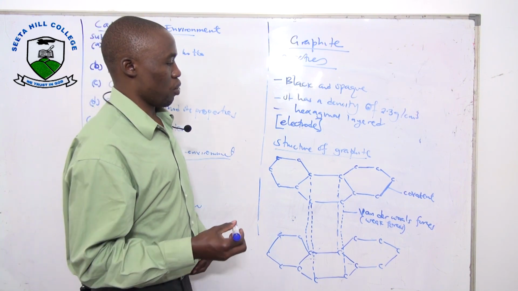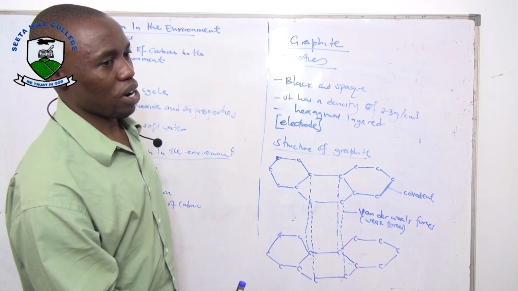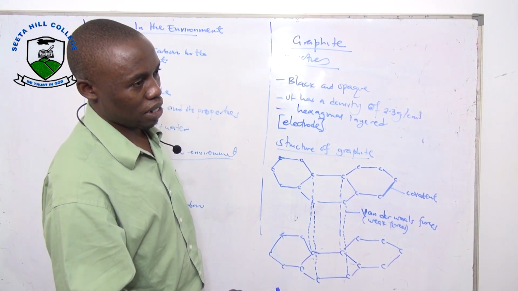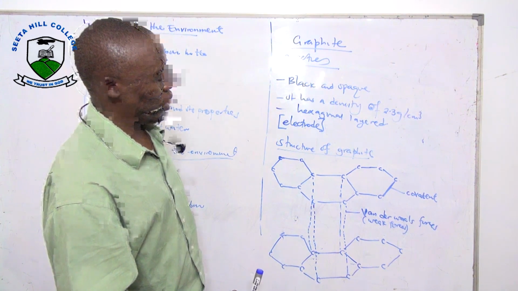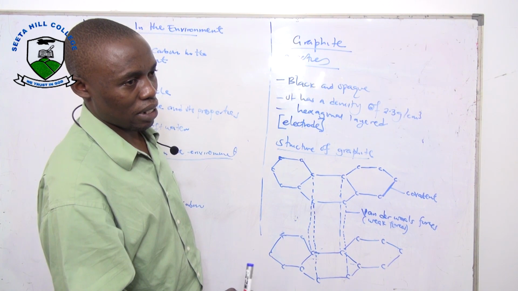See? Now, that means graphite is very, very slippery. Why? The layers keep sliding over each other.